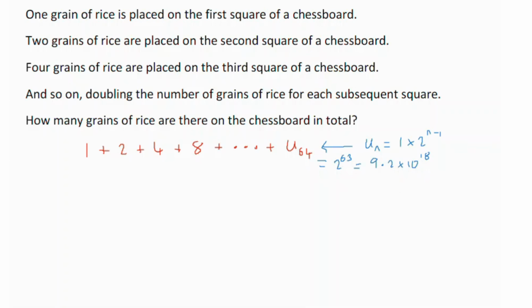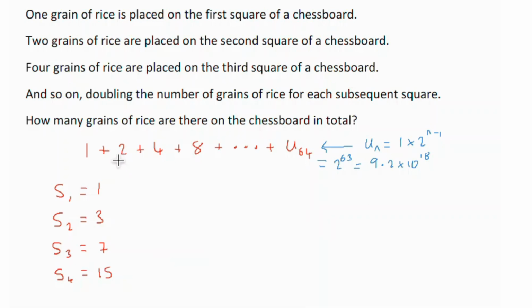What he asked for was the sum of all of these things. So how could we work that out? Well, let's start by looking at the sums and look for some patterns. So S_1, the sum of the first term, is 1. S_2, the sum of the first 2 terms, is 3. S_3, the sum of the first 3 terms, is 7. S_4, the sum of the first 4 terms, is 15.